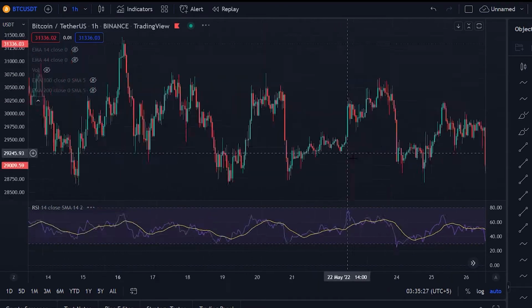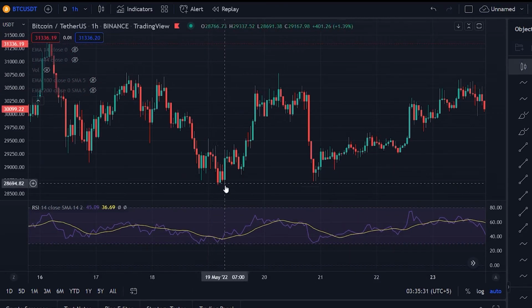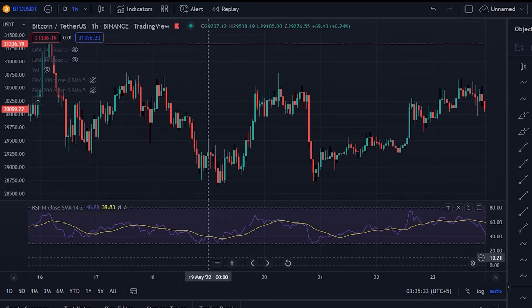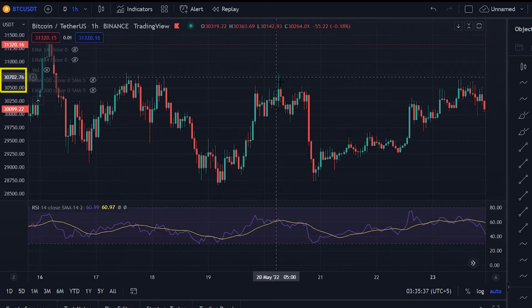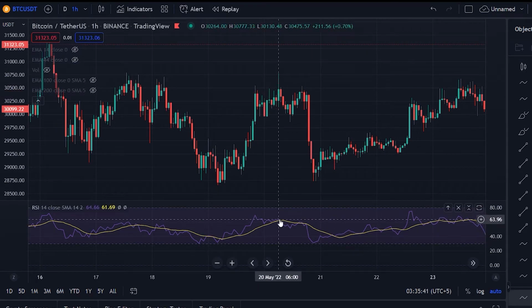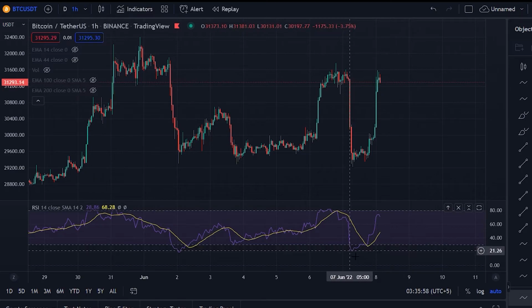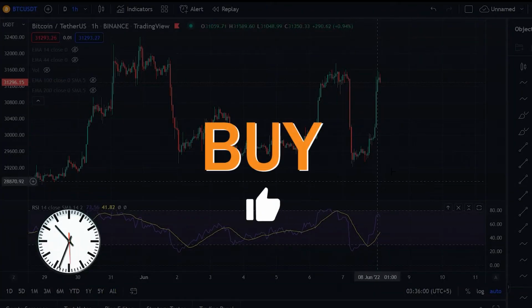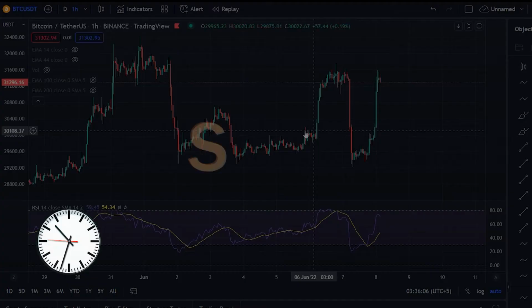If I show you one of the previous charts, let's say we take this point. Bitcoin was at its support. The RSI was also around 30. Bitcoin went to its resistance of 30,700. The RSI also went to 63 to 66, which you can consider close to 80. So basically, when RSI is 30, that means it's time to buy. And when RSI is around 80, it means it's time to sell.